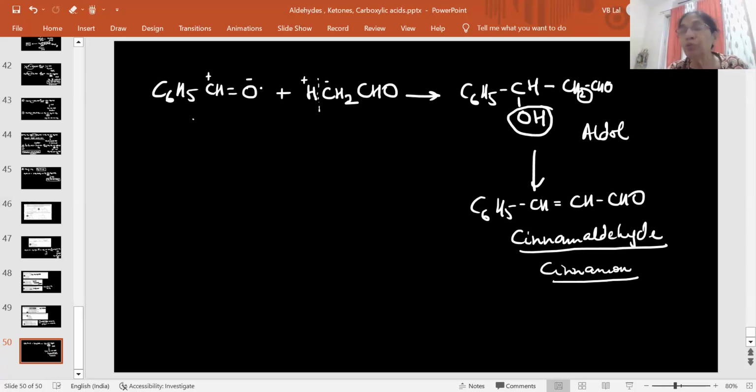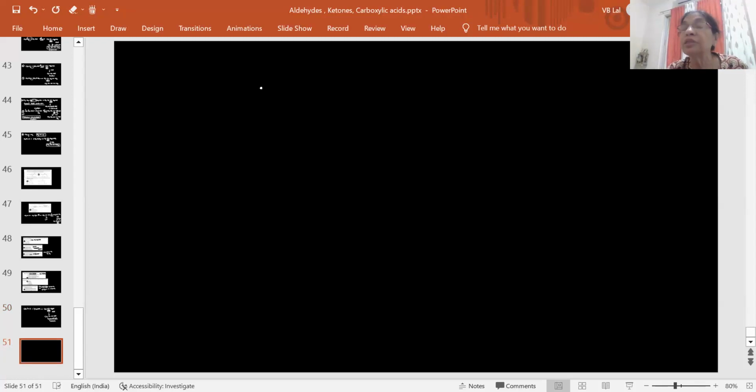So these are a few reactions of aldol condensation. All of you should write and practice these reactions. Only then you will learn them. Otherwise, it will be very difficult.